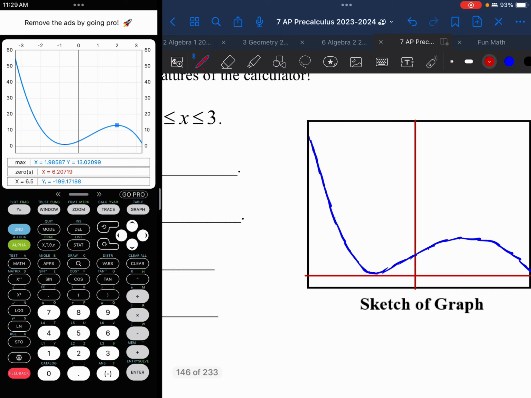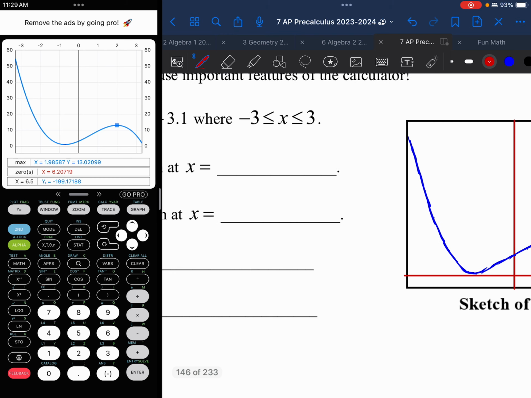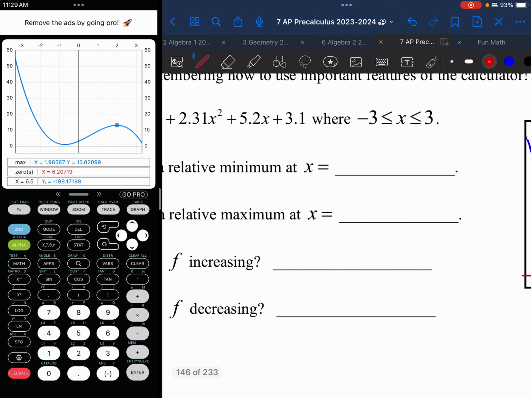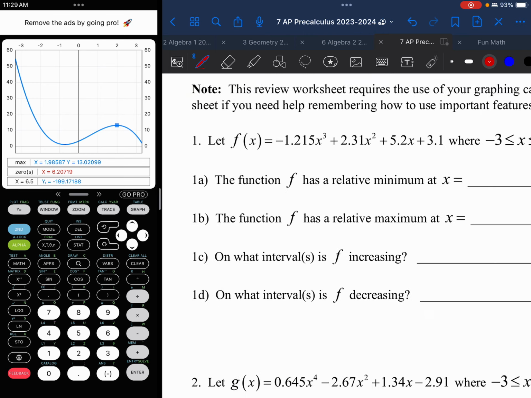All right, so then we need to do the analysis. What is being asked for over here? It's asking us, oh man, my screen is not working. I think it's a little bit dirty. There you go. Oh man, it's still not working very well.